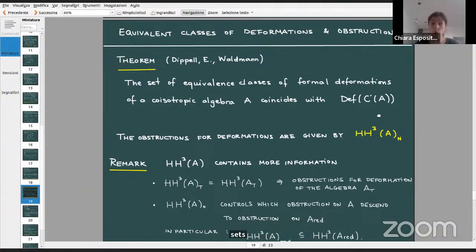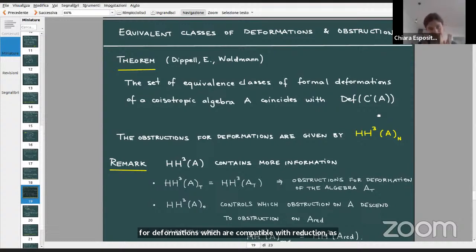And then, of course, we want to see what the obstructions for such deformations are. And as we can expect, the obstructions for deformations of coisotropic algebras are really given by the third Hochschild cohomology, normal component. As we said before, the normal component plays a crucial role here, as it is the one describing the obstruction for deformations which are compatible with reduction.